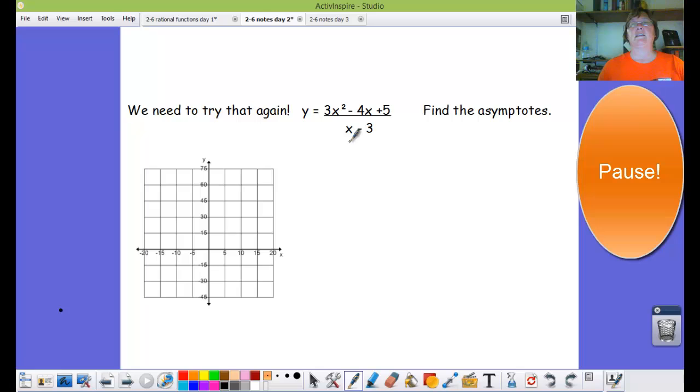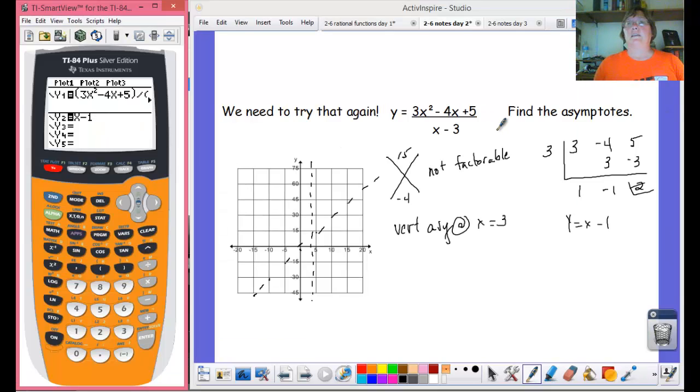That means there should be a slant asymptote. So will you pause that video and find them, please? Sketch them into the picture. Here's my work. The top is not factorable.